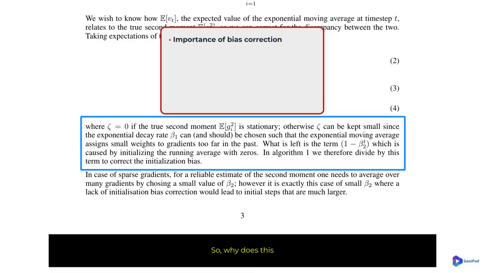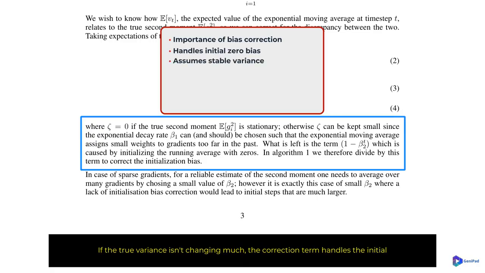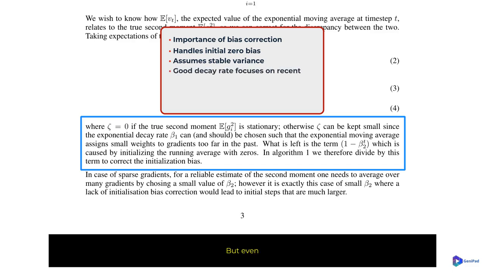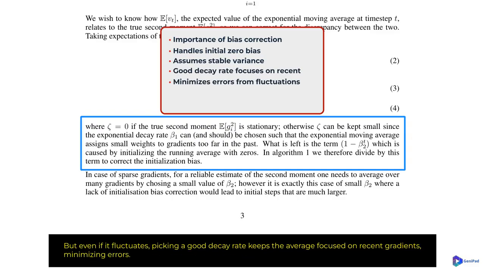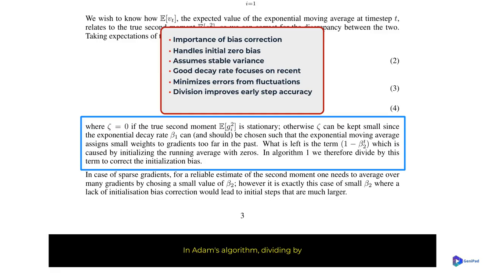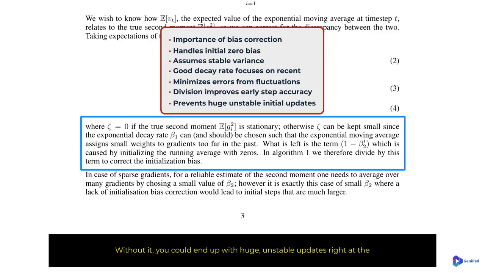So why does this bias correction matter? If the true variance isn't changing much, the correction term handles the initial 0 bias neatly. But even if it fluctuates, picking a good decay rate keeps the average focused on recent gradients, minimizing errors. In Atom's algorithm, dividing by this term makes those early steps much more accurate. Without it, you could end up with huge, unstable updates right at the start.